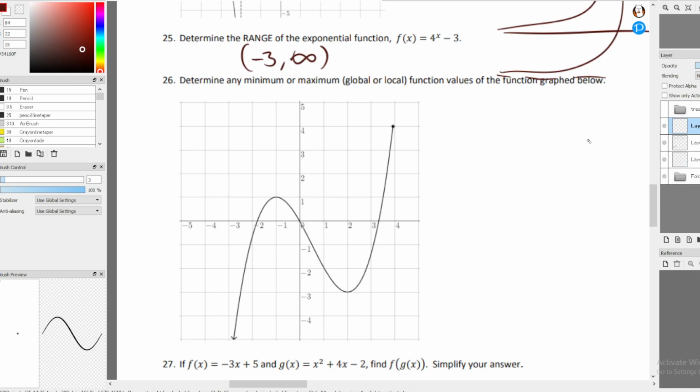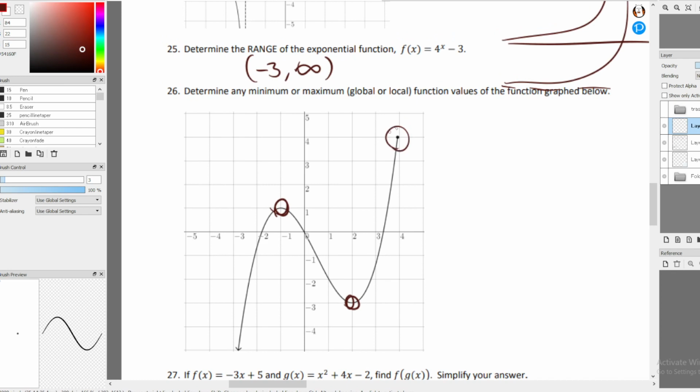26 says, determine any maximum or minimum, global or local, function values of the function graphed below. So we have a point here, we have a point here, we have a point here, but because this one goes down forever, we don't really need to write that out. So the global, and I don't know if you'll need to identify which ones are global or local, but the global is this point because it stops, it doesn't keep going up.